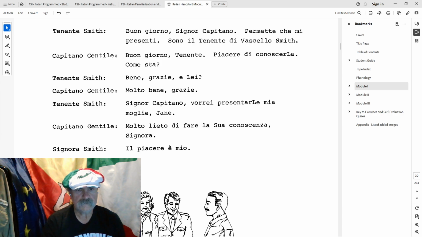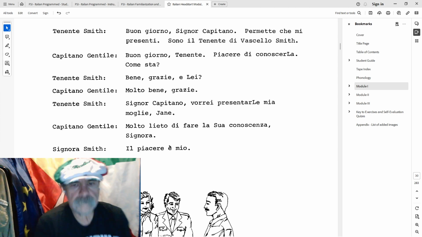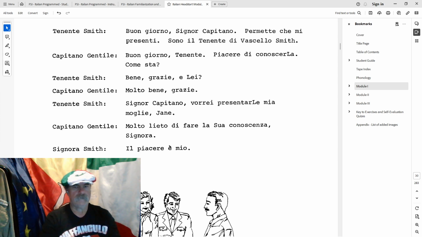Captain Gentile replies that he is very happy to meet Mrs. Smith. "Molto lieto di fare la sua conoscenza, signora." Repeat. "Molto lieto." "Di fare la sua conoscenza" means to make your acquaintance. Your acquaintance is "la sua conoscenza."